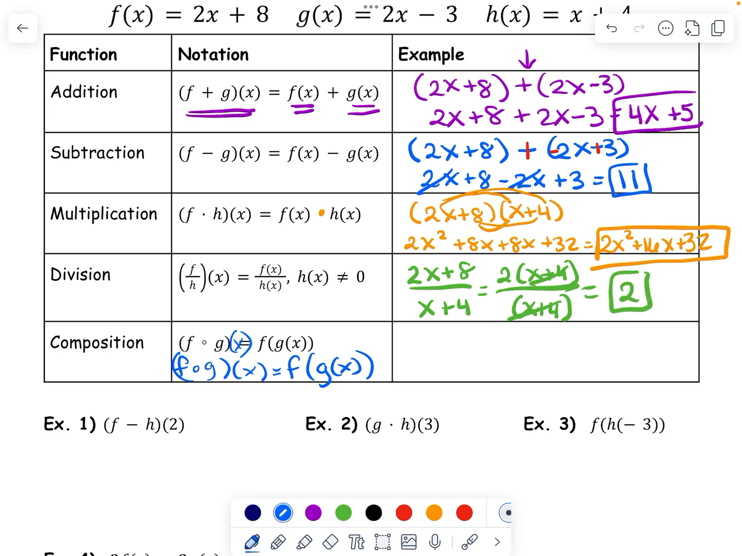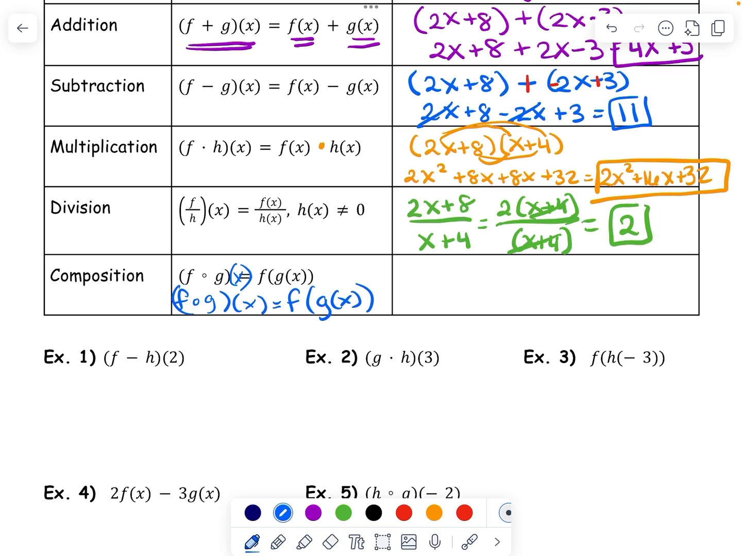Okay. I have a little typo on this composition. I think I will fix it by the time you see this, but composition of functions works like this. It goes from right to left.